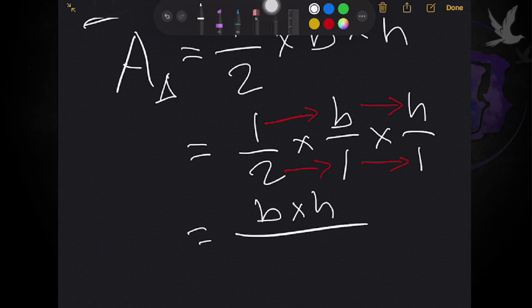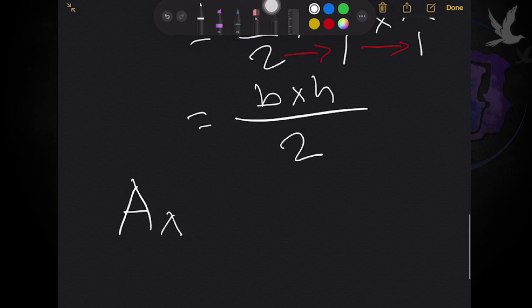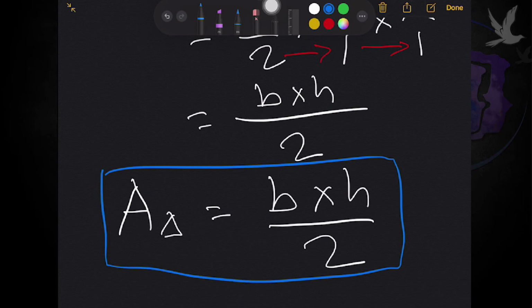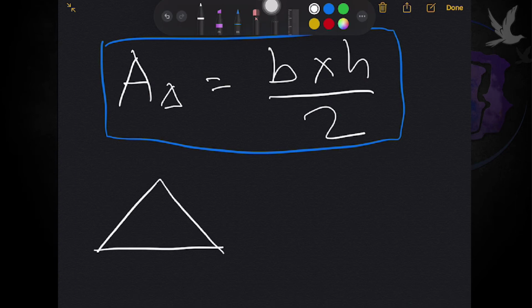Over, what's 2 times 1? 2 times 1 again is still 2. So we can now say that the final area of a triangle is equivalent to base times height divided by 2. Yan ang ibig sabihin niya ng over 2. Okay, when we say over 2, it's divided by 2. So let's try to use this formula with a given figure. We have a triangle here.